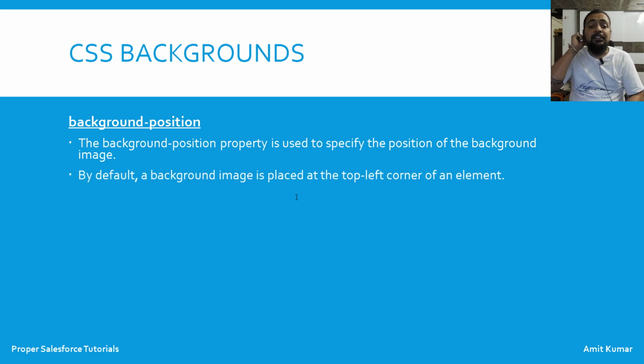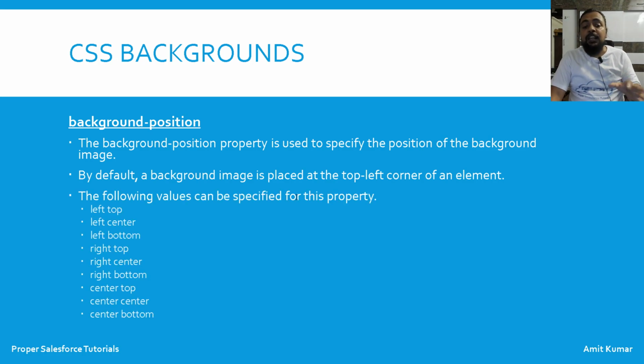Background position. Now the background position property is used to specify the position of the background image. By default, the background image is placed at the top left corner of an element, but the following values can be specified for this property: left top, left center, left bottom, right top, right center, right bottom, or center top, center center, or center bottom.